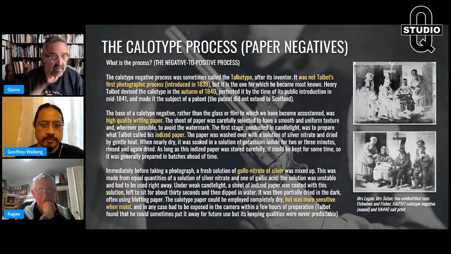Don't get me wrong. This is very important in the processes we work in and just the advent of photography alone. But he released this. Talbot devised this calotype in the autumn of 1840. I think he released it mid-1841 and made it the subject of a patent. The patent did not extend to Scotland.